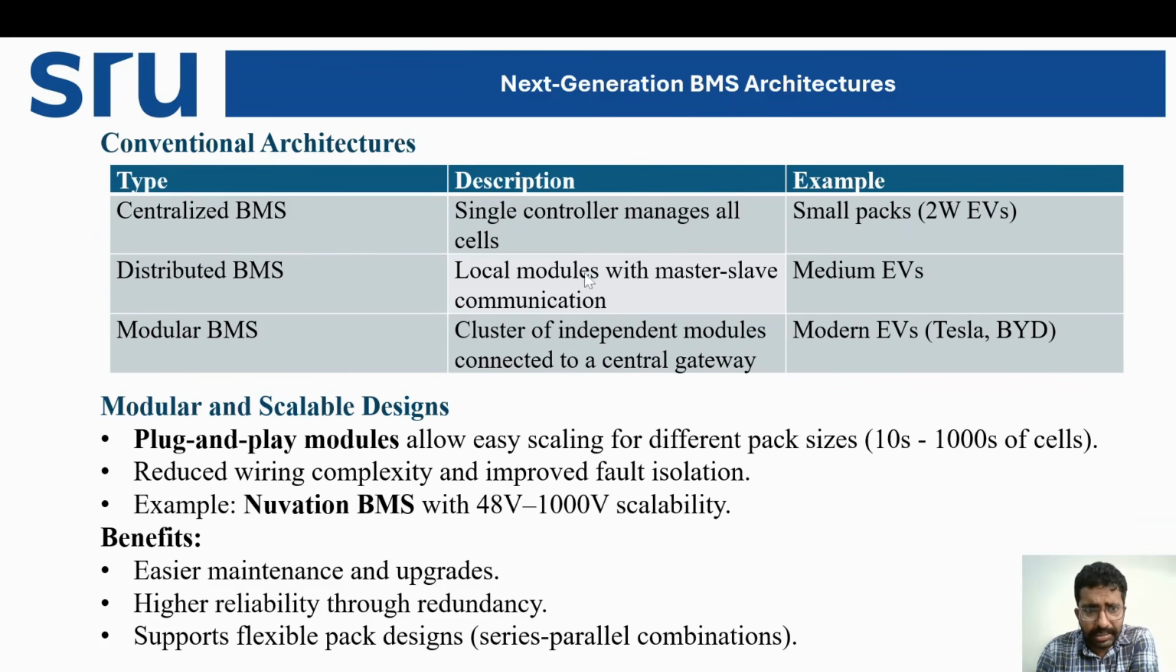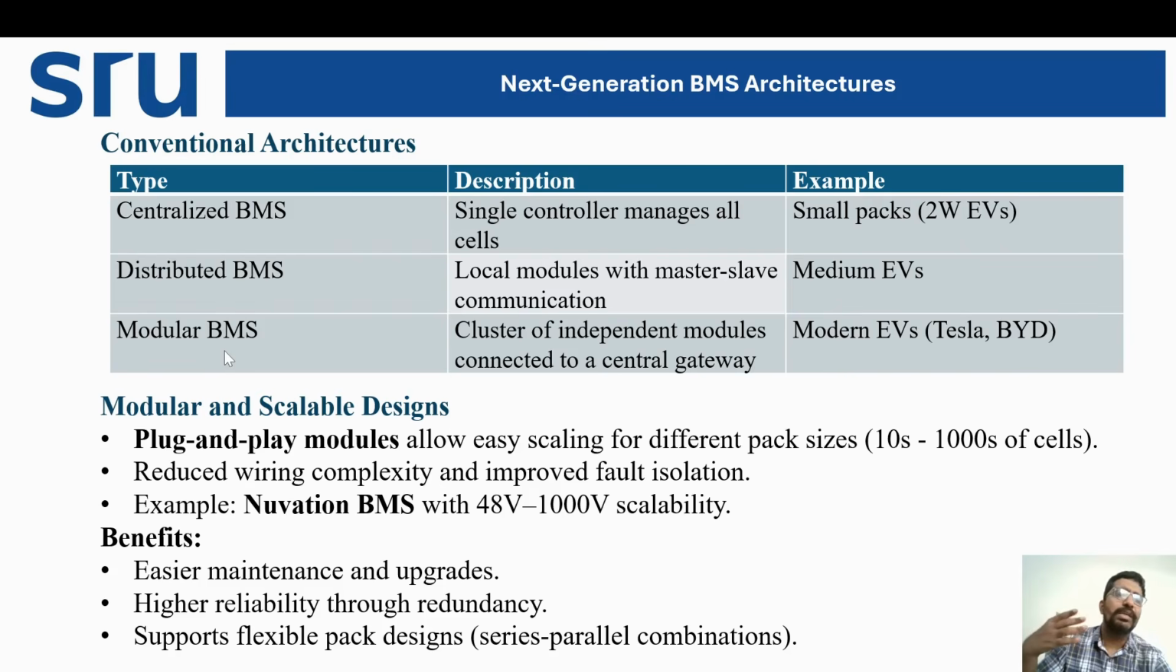For a medium electric vehicle, distributed BMS is suitable, where there is master and slave. So 4-5 modules are combined together, they will have slave operation, and one master will be there on top of that. Similarly, modular means a cluster of independent modules connected to a central gateway. Modern electric vehicles, like Tesla, BYD, these companies are using mostly modular.